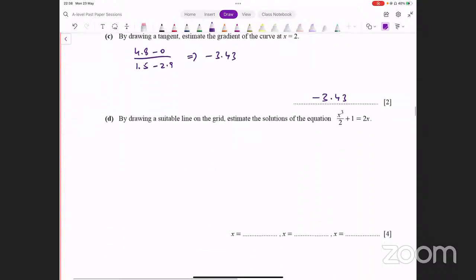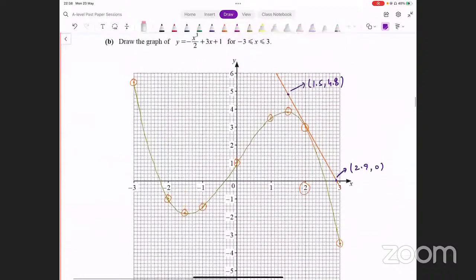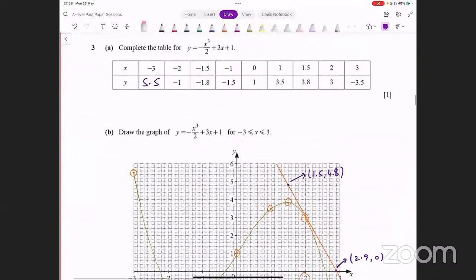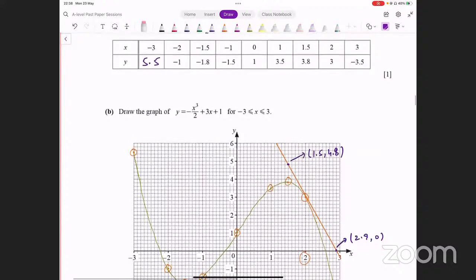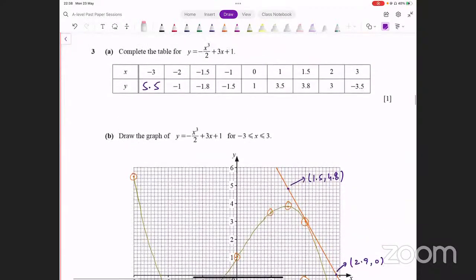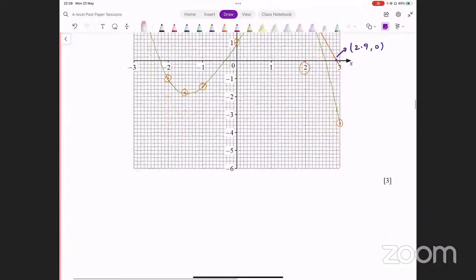Now the next part says, by drawing a suitable line on the grid, estimate the solutions of this equation. Okay, now that's the part that is considered tricky by most students. Let's have a look at this. अच्छा, ऊपर curve क्या थी हमारे पास? Curve हमारे पास क्या रही थी? Curve was y equals minus x cube over 2 plus 3x plus 1.